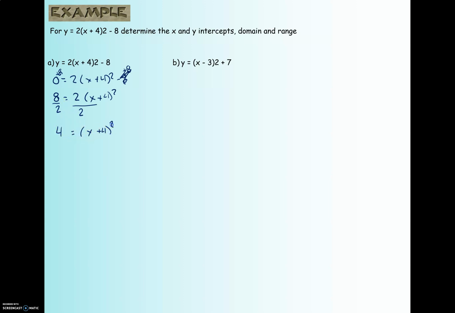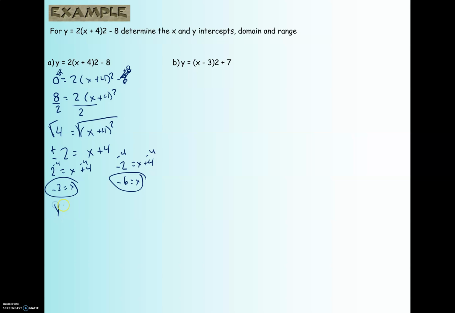Once our bracket is isolated, we have to undo that squaring. So we square root, and consider both the positive and the negative. So here I have to write the 2 possible equations, when it is negative and when it is positive. Solve for x. So I have 2 x-intercepts for this graph.